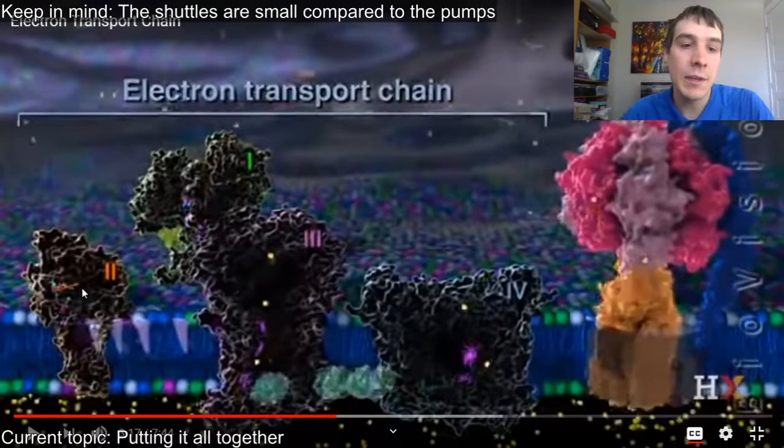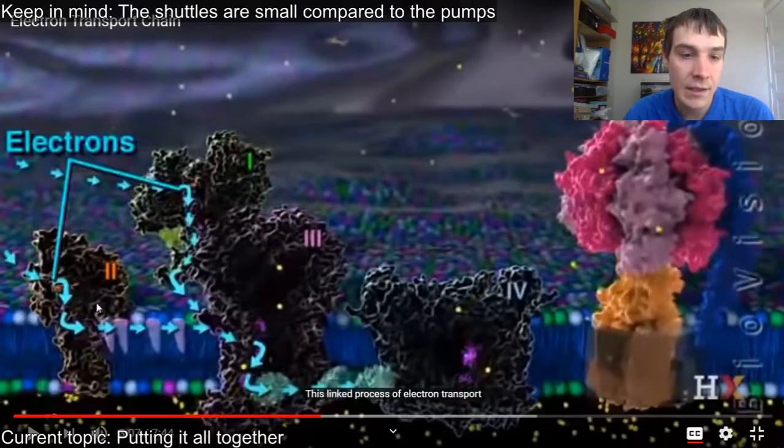Okay, back off mute, and this is a really good kind of x-ray of the whole process. You can see the big proteins and the little tiny shuttles, right? So that's the point of the shuttles. As mentioned up here, the shuttles are small compared to the pumps. So these guys are pumping the protons, but these are important to pull the electrons along. They've actually got a nice flow of this. The electrons actually flow like that.